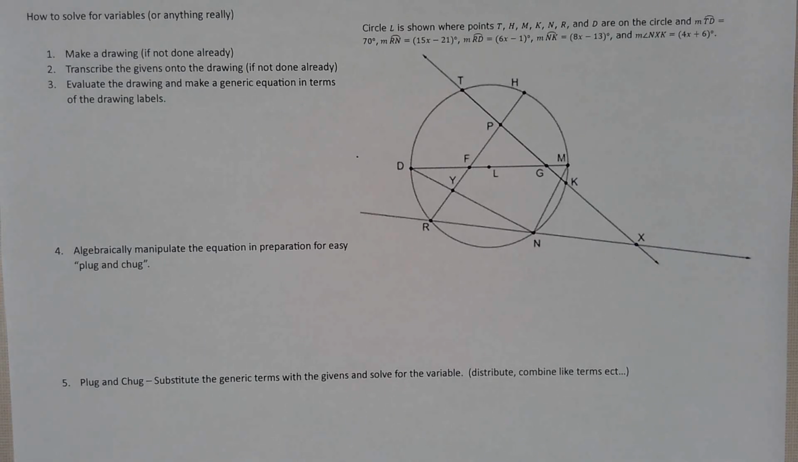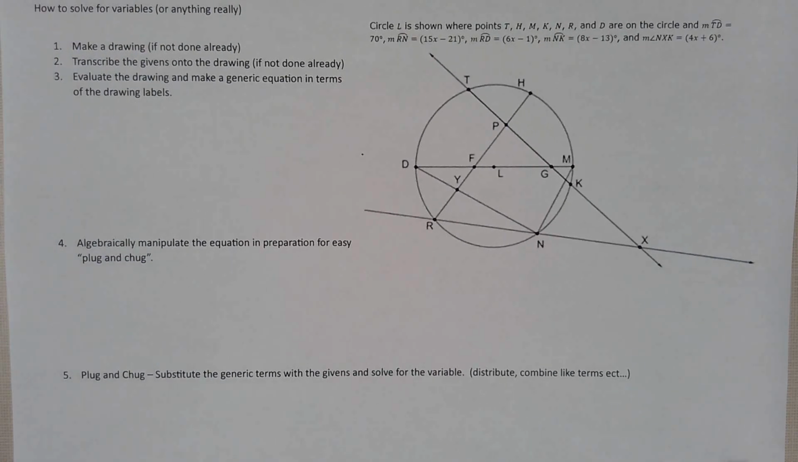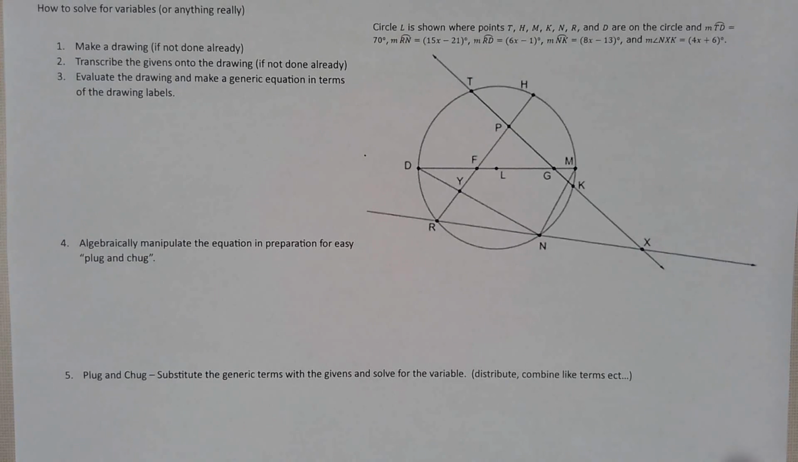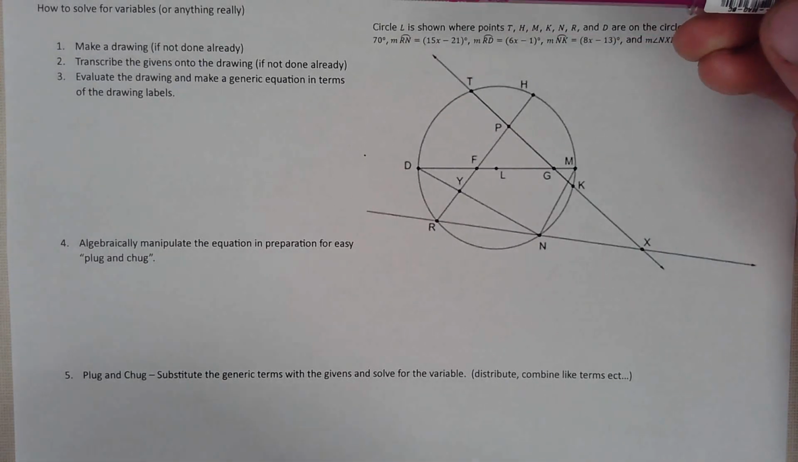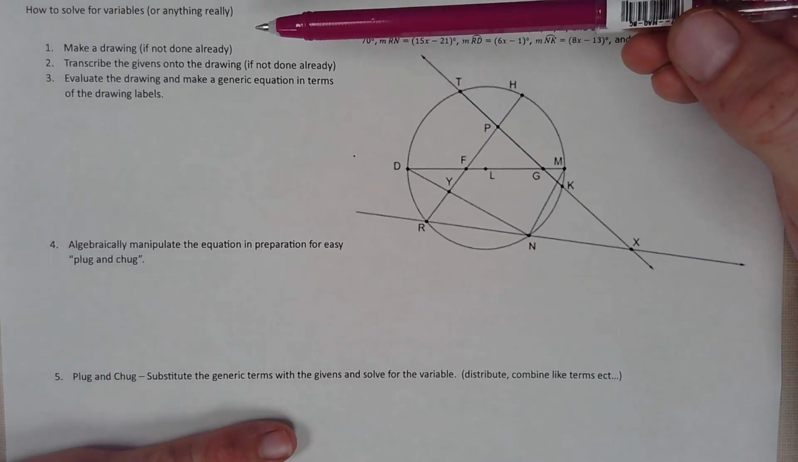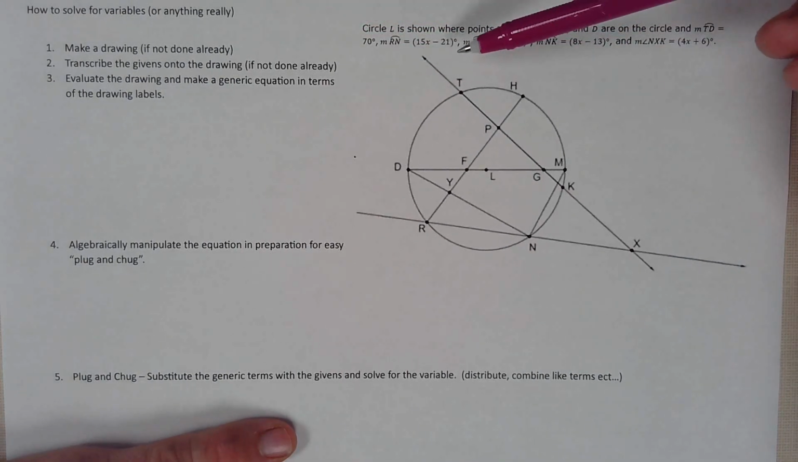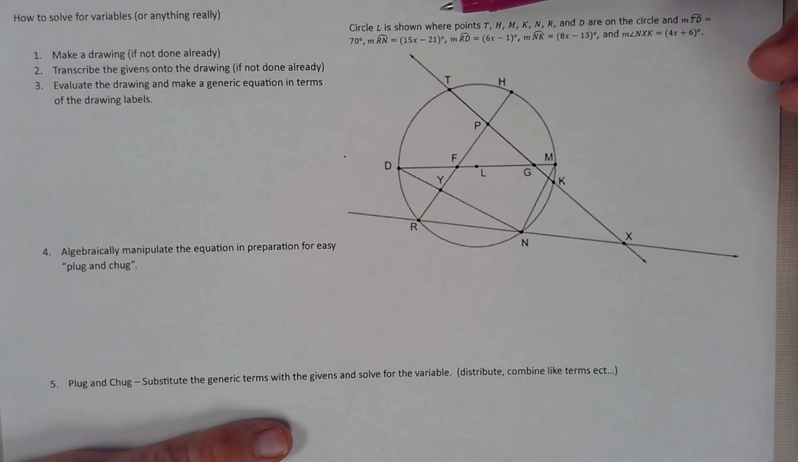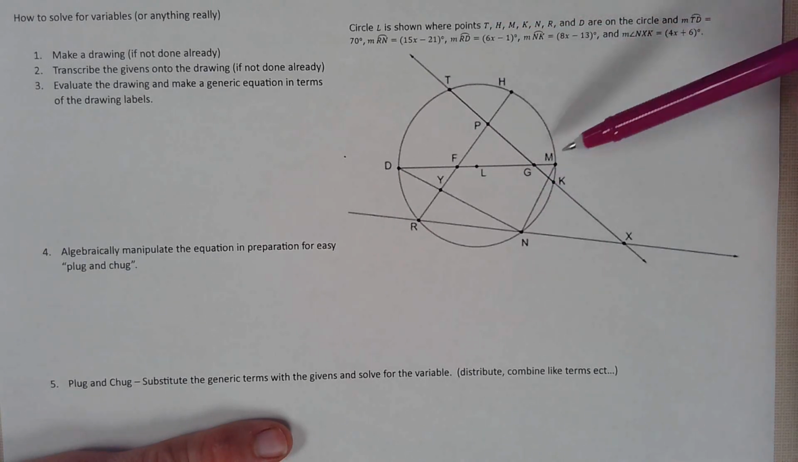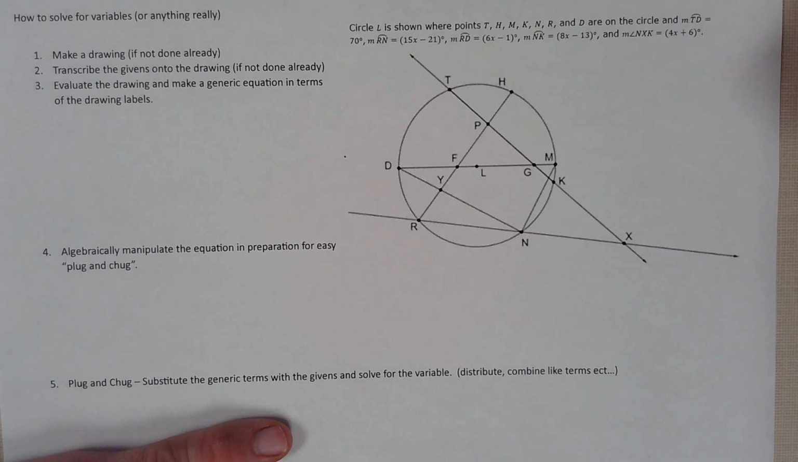So I'm going to use a circle problem here as an example, but this one will work on many questions, and it's worked for me for a really long time. So let's get to it. Right, so this is a 5-step process, right? The first thing you should do when given a question, so this question here is circle L is shown with a bunch of points on it, and these points are given some values, and we have to solve for x in this question.